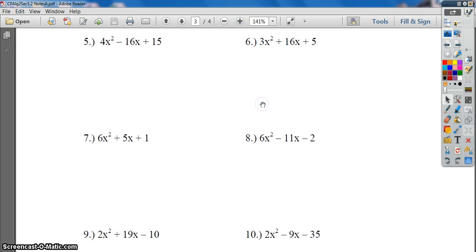Make this a little larger for you. Ooh, 4, 16, and 15. Starting to get the larger numbers. Going to keep my 4x squared. Going to keep my 15. Minus, minus.